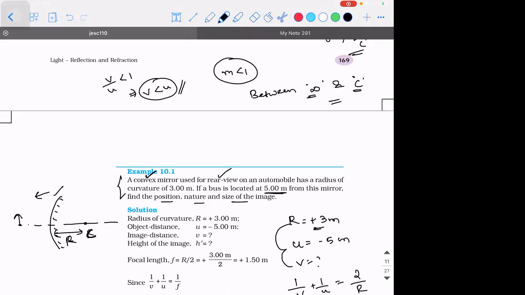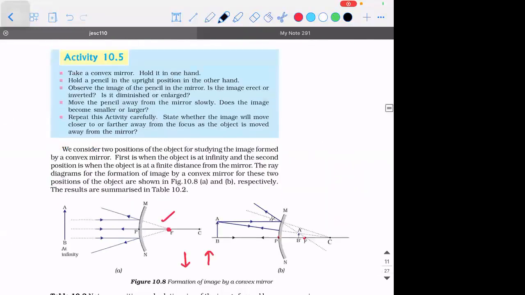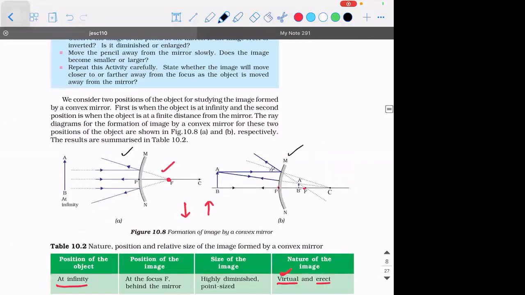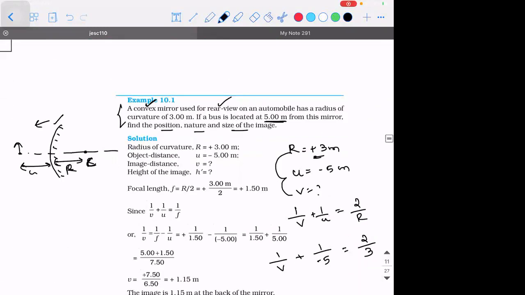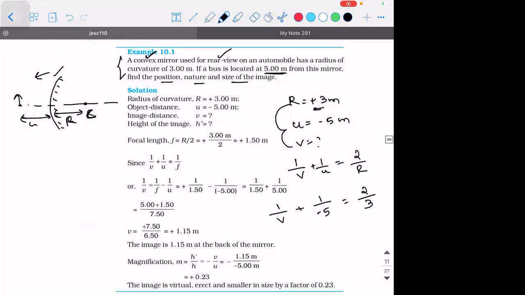Negative. See, U is on the left hand side, no? V is also on the left hand side, right? V is on the left. See, if V is on the left hand side, then a convex mirror will form a real image. Is there a place in the ray diagram where a convex mirror is forming a real image? Convex mirror by default always forms a virtual image. So even before you solve this problem, you should know that your V will have a positive sign.